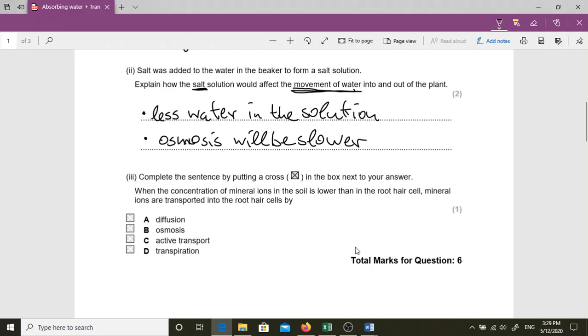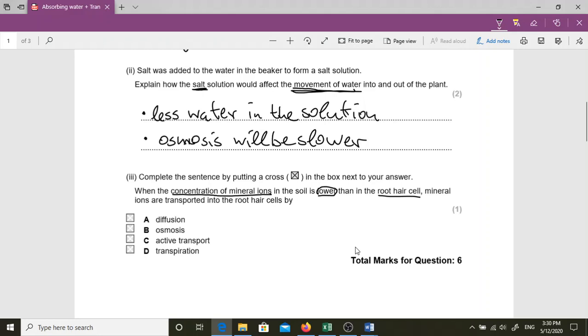So our keywords here are the concentration of the mineral ions that we should underline, and quite important here is that it's lower. They tell us that the concentration of the mineral ions is lower than in the root hair cell. Then they want to know, how are those mineral ions transported into the root hair cell if the concentration is lower outside. The options we have are diffusion, osmosis, active transport, and transpiration.